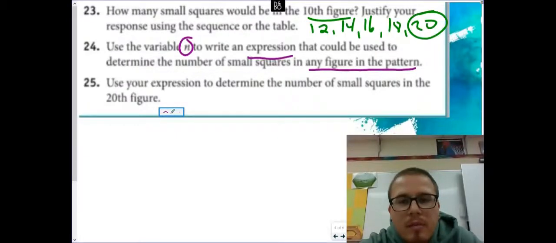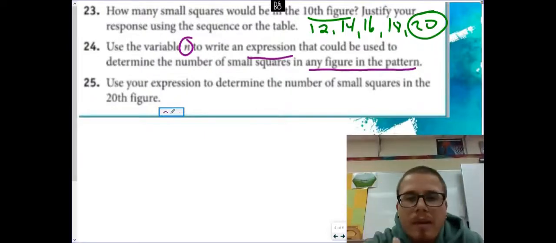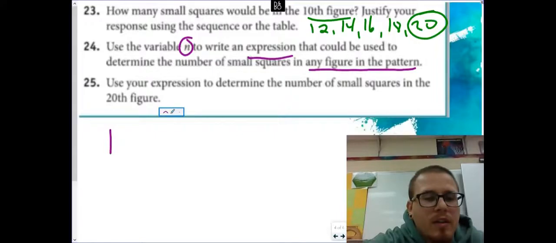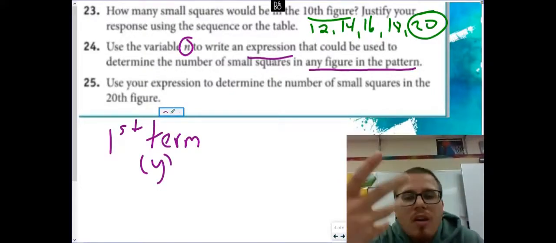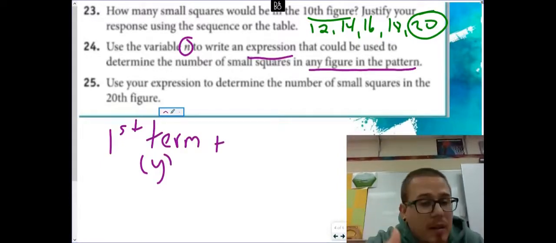So I gave you guys a little bit of a formula, so we'll talk about that. To write this expression, there's more than one way. I just have my preferred way, so that's what I'm going to roll with. It requires the first term in the pattern. The first term is always going to be a y value. So what we're starting with, you start with it. And then we add on every time. What are we adding on? The common difference, or your rate.